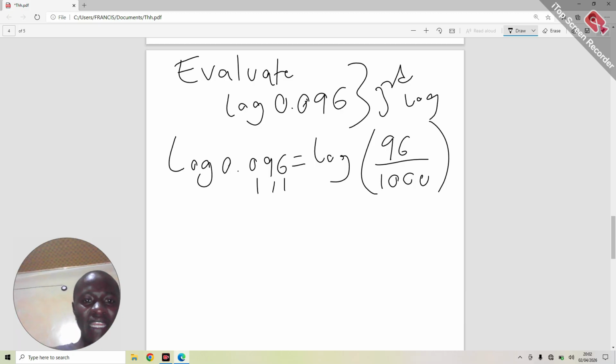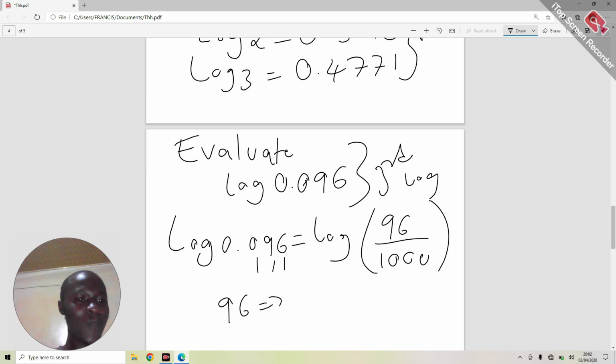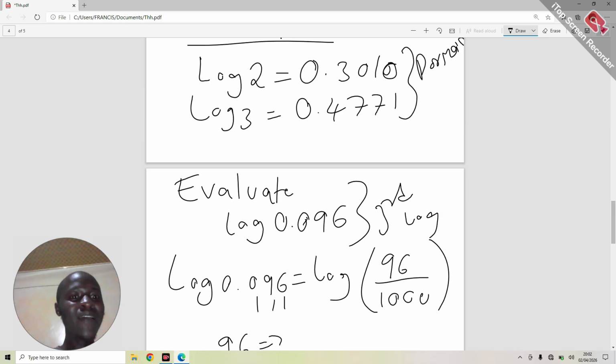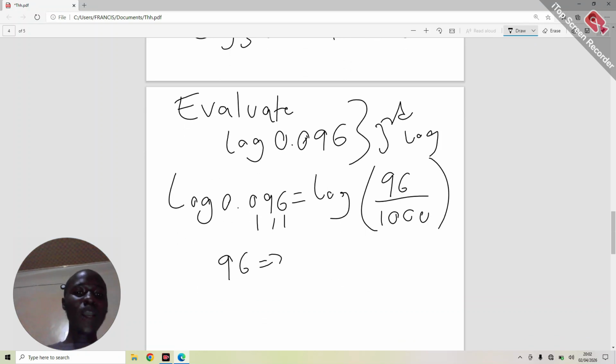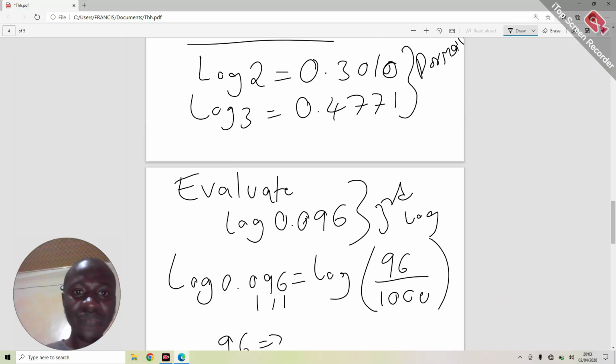Now come and deal with the 96. Get the factors of 96 that contain 3 and 2. Remember the domain contains log 2 and log 3. With your case, 96, the numerator must, underline the word must, contain 2 numbers. And what are these 2 numbers? These 2 and these 3. It must.